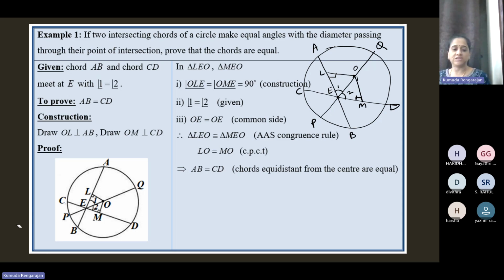What's OM? Perpendicular distance of chord CD from the center. That's it. Yeah. Complete the proof.